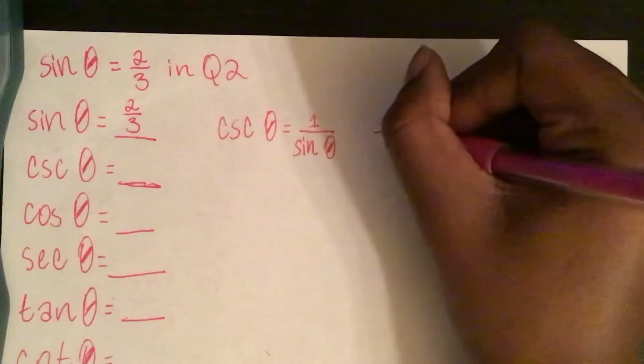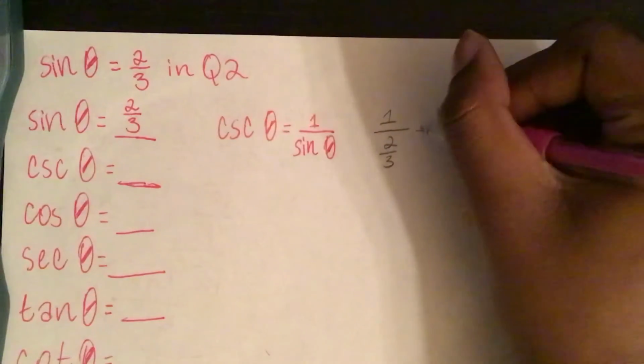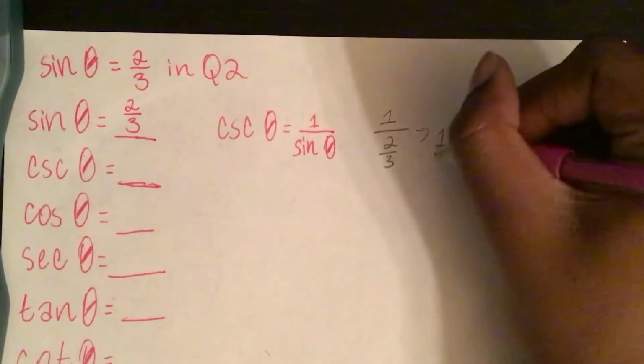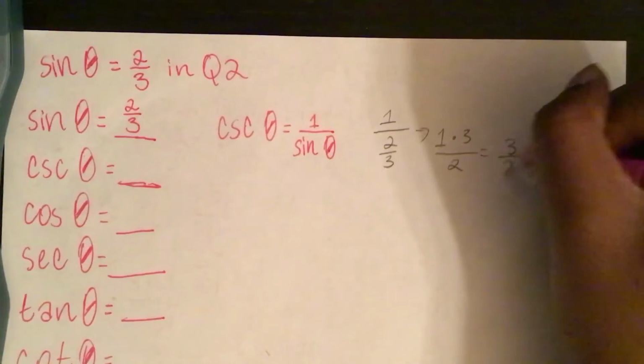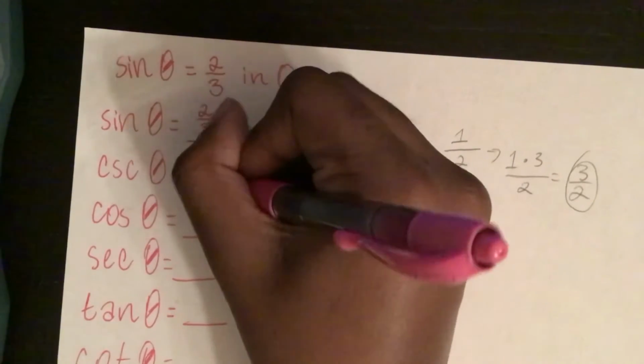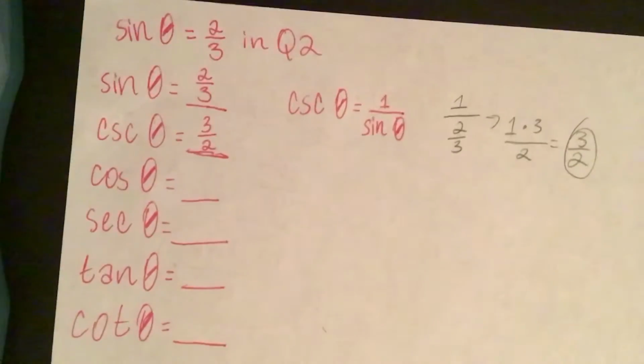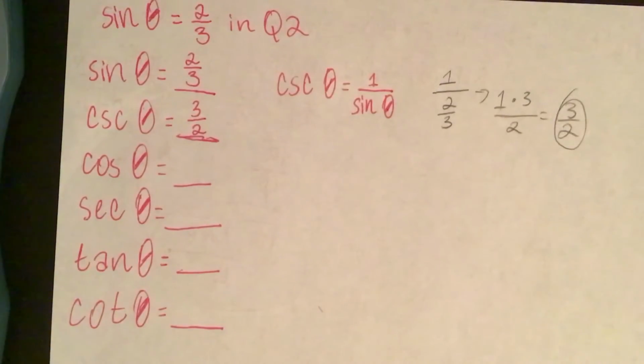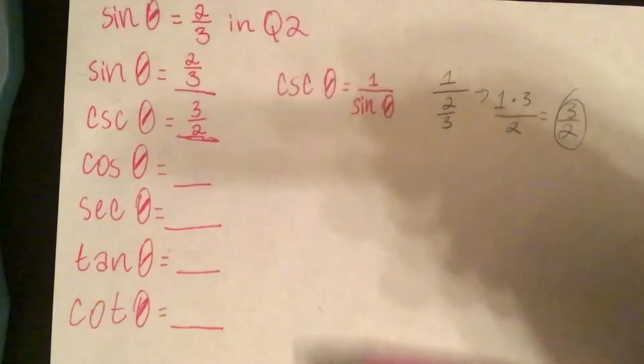1 divided by 2/3 is going to be 1 times 3/2, which comes out to 3/2. Simple. So we know that the cosecant of theta is 3/2. Now, to find the cosine is going to be a little bit trickier, which is why we're going to start out with something else first. So now we know 2 values. We know our sine and our cosecant.